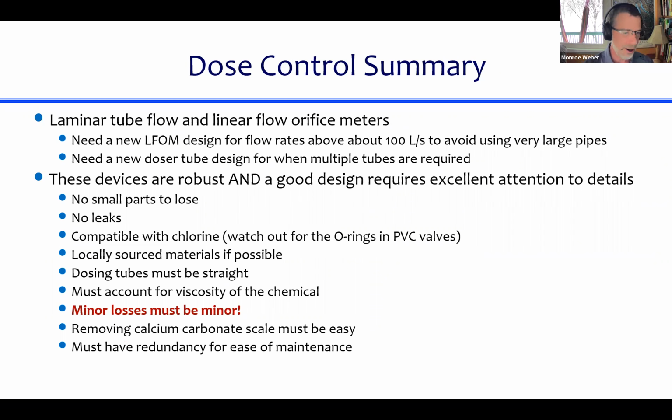So my summary of all this related to dosing. We need these 2 systems, laminar tube flow for our dosing tubes, and we need a linear flow orifice meter. There are opportunities for improvements on both of those. We need a new LFOM design for flow rates above about 100 liters per second. So once you get up to higher flow rates, you end up with like 18-inch diameter or 2-foot diameter PVC pipes, which are very awkward to work with.